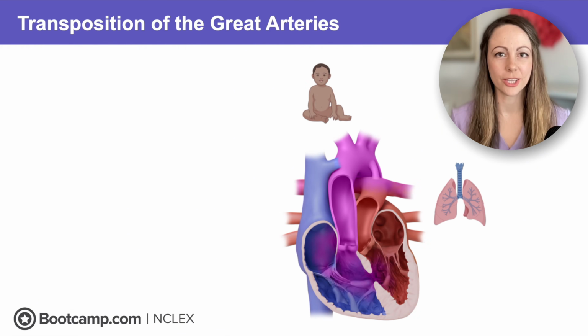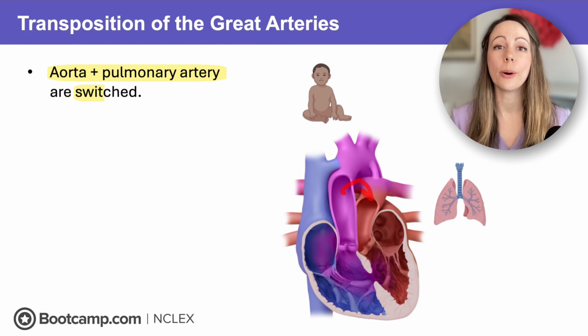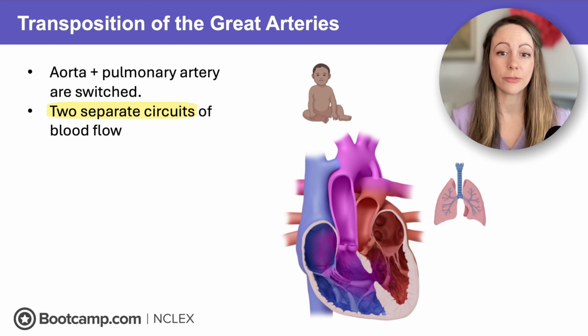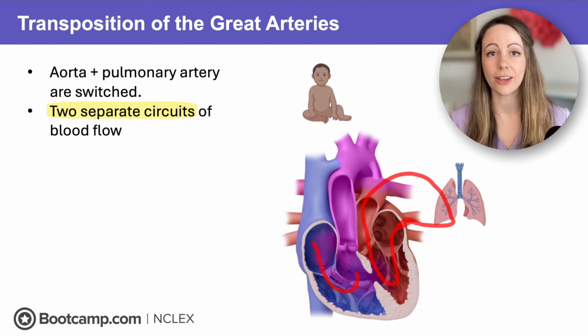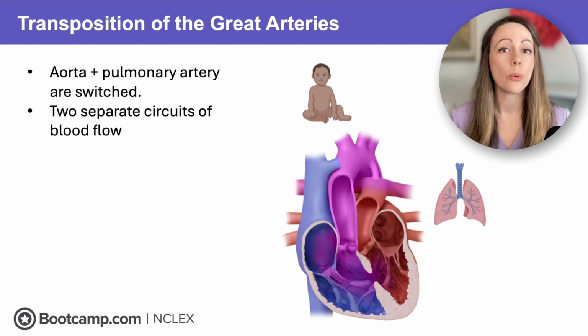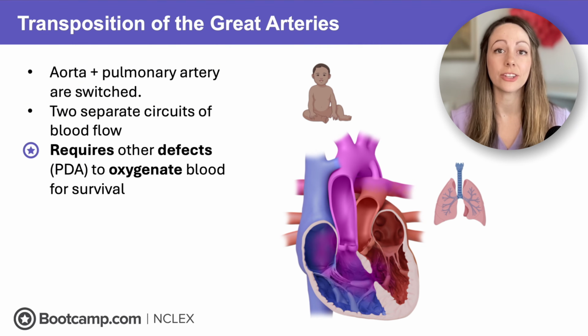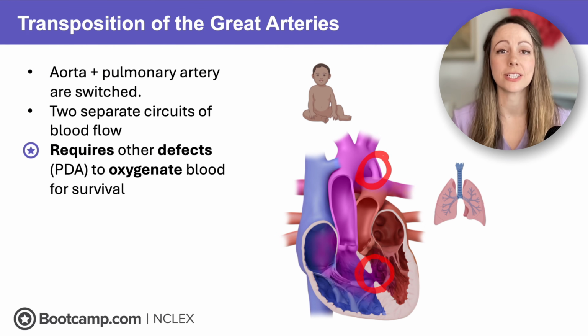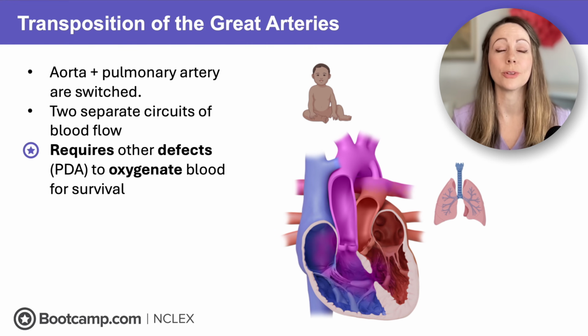So in transposition of the Great Arteries, the aorta and pulmonary artery are completely switched. So there are 2 separate circuits of blood flow, one from the left side of the heart to the lungs and back, and one from the right side of the heart to the body and back. So how do these babies even survive? Well, they can't unless there's another defect present, like a patent ductus arteriosus or ventricular septal defect. Those defects allow just enough oxygenated red blood to mix with that deoxygenated blue blood and perfuse the body.